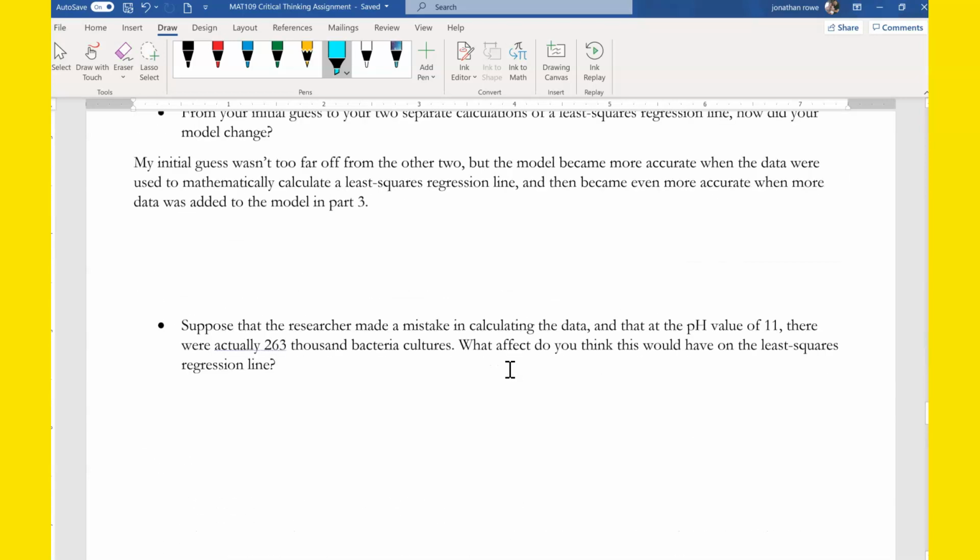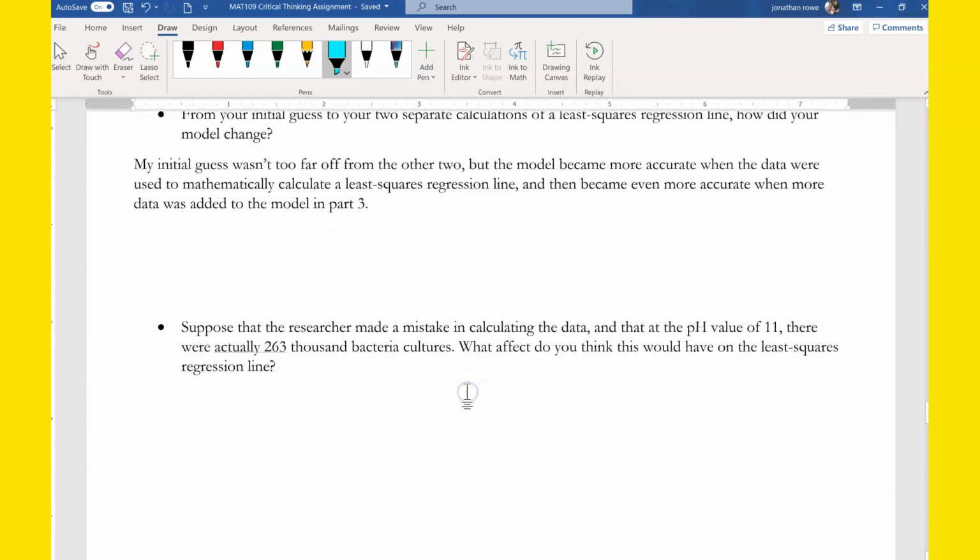So let's go down here. What effect did you think this would have on the least squares regression line? That point would pull the end of the line upward, causing the line to have a significantly increased slope.